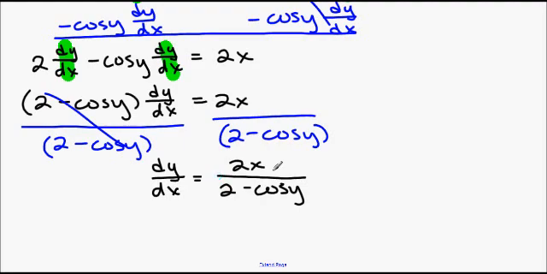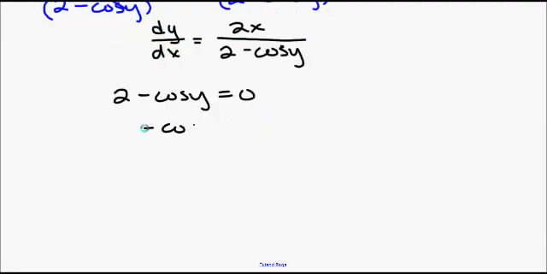Okay, so this is our slope. This is our tangent line, this is our slope. And we're trying to show that the slope is defined at every point on the graph. So basically, we know this is going to be defined everywhere that the denominator is not equal to 0. So if this equals 0, let's figure out what that would be. So subtract 2 and then divide by 1. So cosine y would have to be a 2.